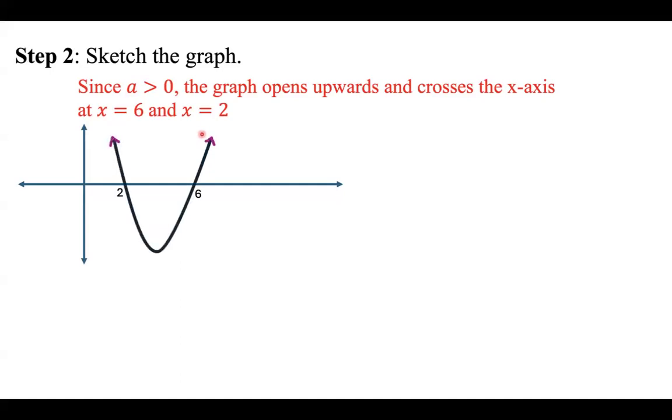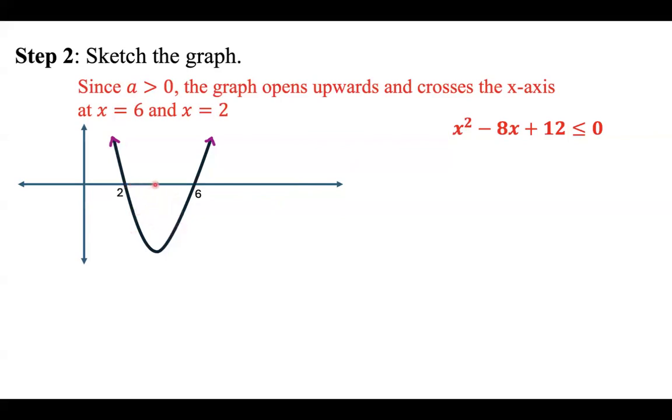Now, next is, what is that inequality? Well, this is the problem that we were given. What are we trying to solve? Well, we're trying to figure out the x values that would make this less than or equal to 0. Well, what makes it equal to 0 are the points 2 and 6. Less than 0 would be whenever the graph is below the x-axis.